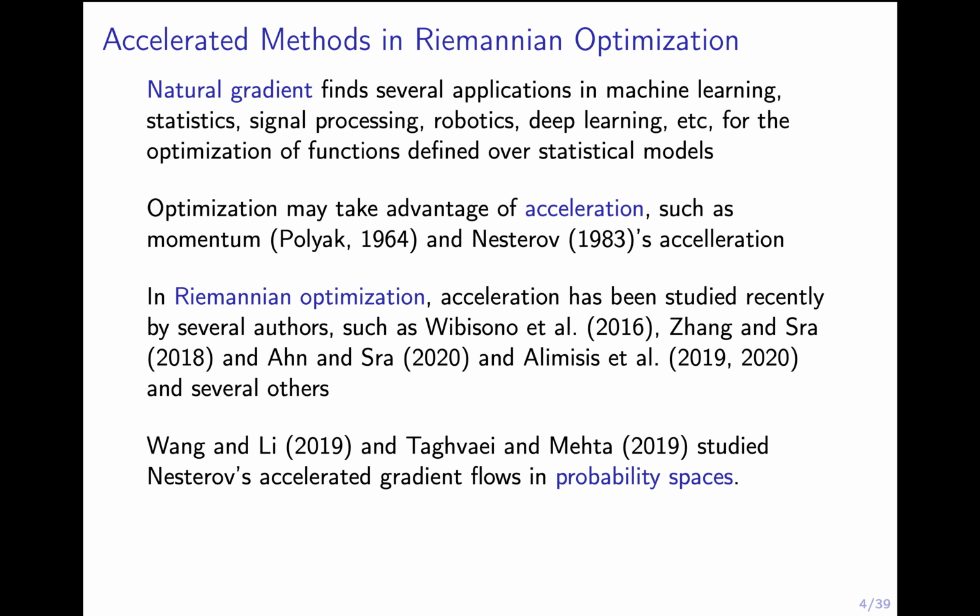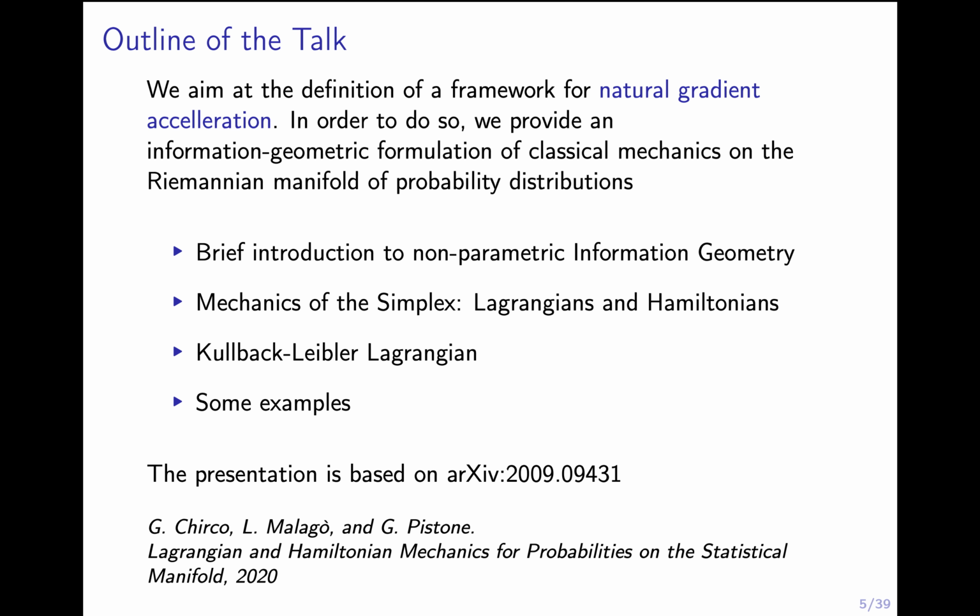We also have some references of recent work for Nesterov acceleration in continuous flows for natural gradient over probability spaces. So what are we going to do? In this presentation, we aim to define a framework for accelerated natural gradient. In order to do this, we need to define a setting coming from information geometry, so a formulation and a framework where we use notions of differential geometry, affine geometry, to describe statistical models. We also need to define a proper framework in which we can define classical mechanics over this manifold, and then we can define the Lagrangian and Hamiltonian, which allow us to have an interpretation connected to acceleration for our dynamics.